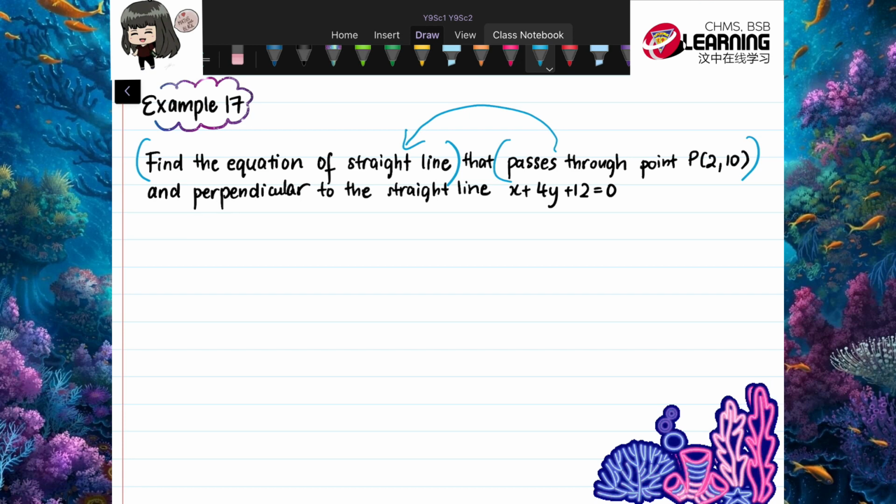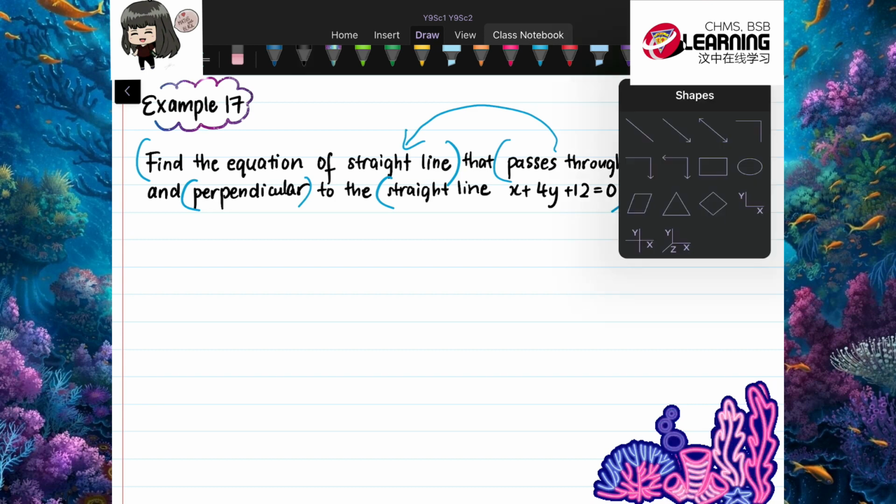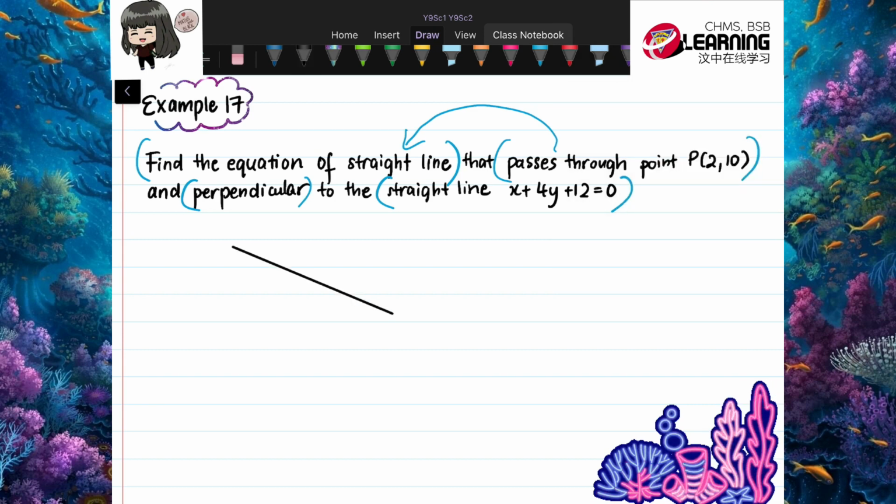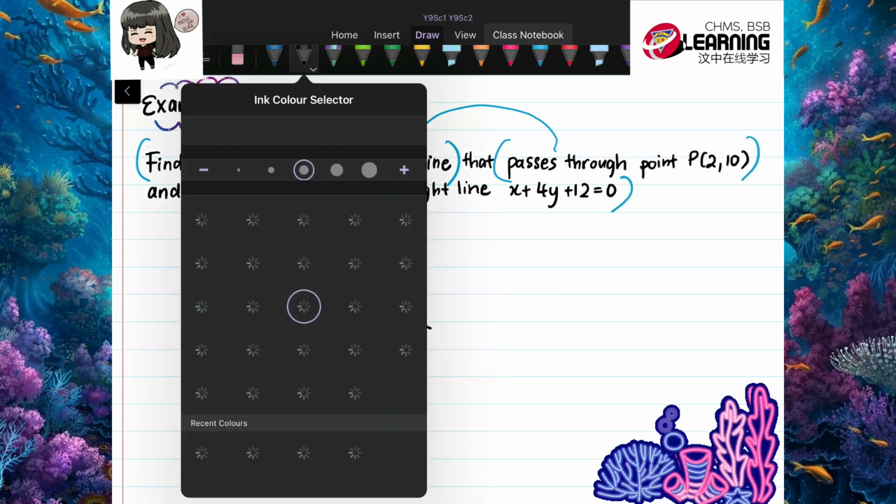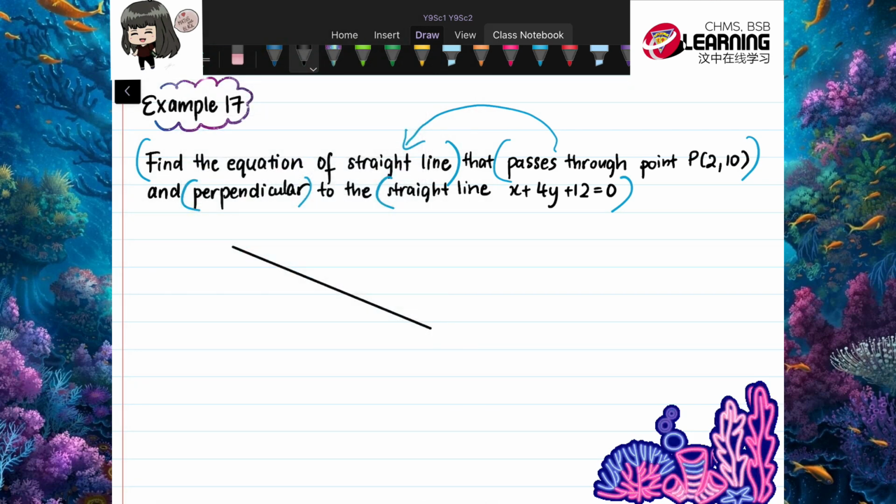Perpendicular to the straight line means this straight line over here. I'm going to draw that line. Let's say that straight line is like this. It's not to scale, as I say. As long as it's a gradient going negative, this gradient is negative. So I'm going to label this one as equal to 0. We know that this straight line is 4x plus 4y plus 12 equals 0.